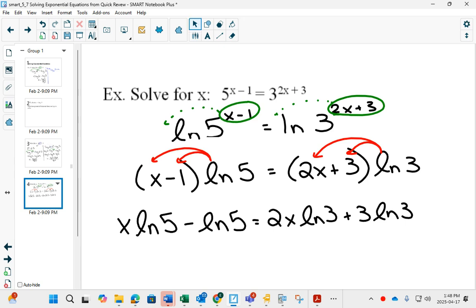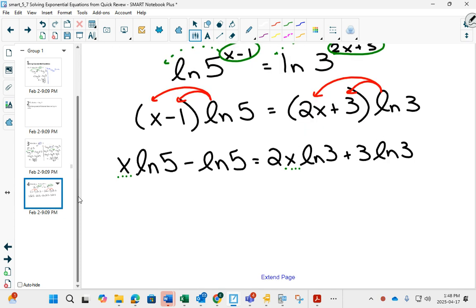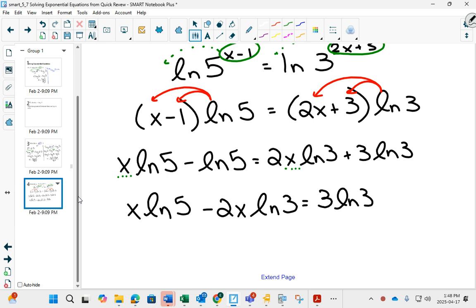So this type of example, notice that there are two different x's. And we want to solve for x. That's the whole purpose. So when there's two different x's, what we do is we put all of our x's on one side. So all of our terms that have x's, I'm going to subtract the 2x natural log of 3 on one side. And all of our terms that didn't have x's, so I'm going to add natural log of 5 to this side, on the other side.